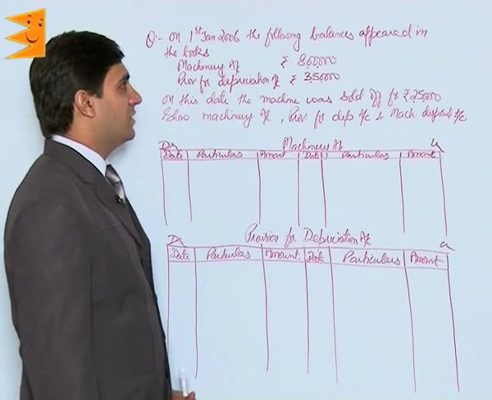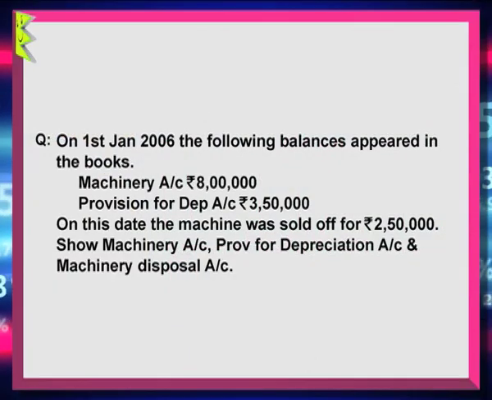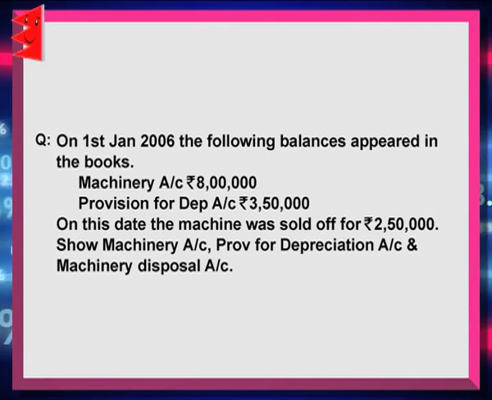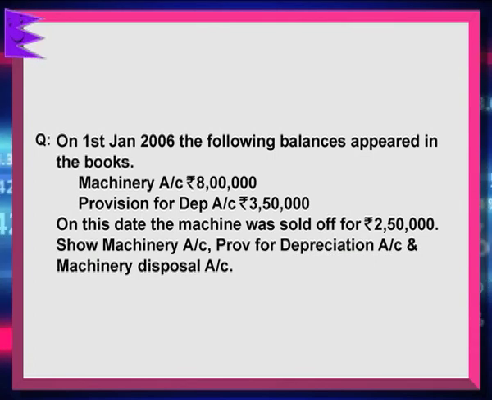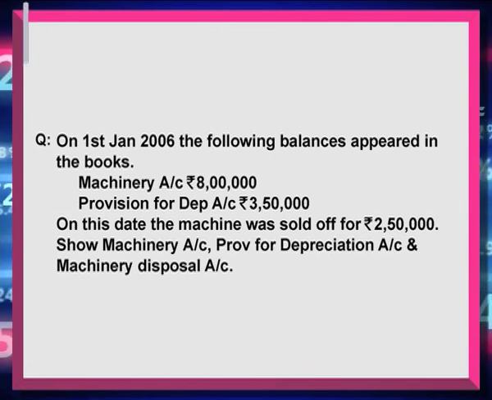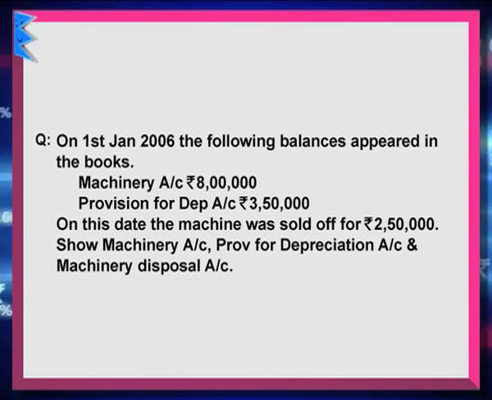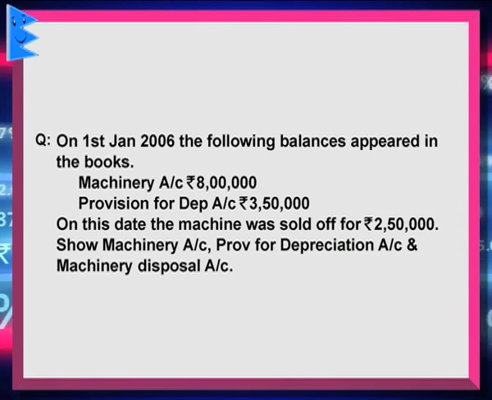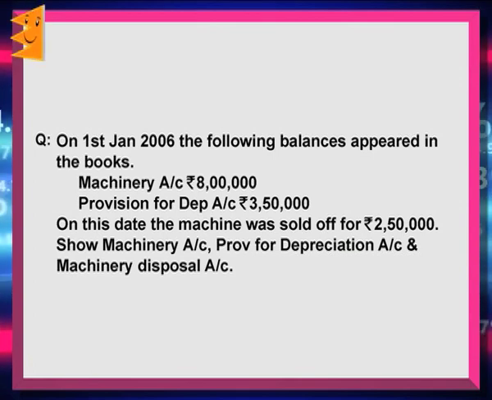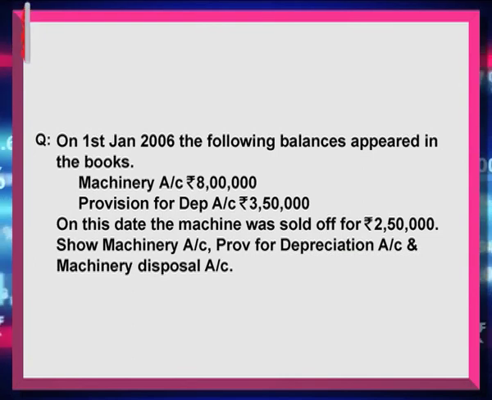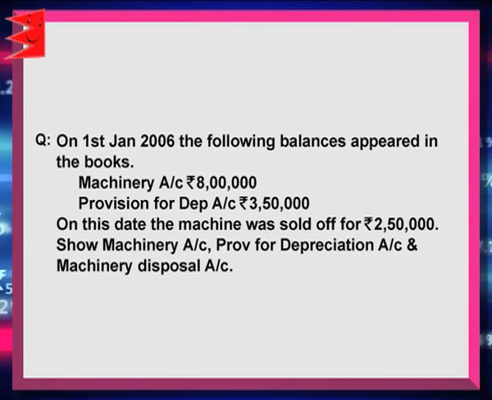On 1st January 2006, the following balances appeared in the books. Machinery account appeared at rupees 8 lakh and provision for depreciation account 3 lakh 50,000. Now these are opening balances. On this date, the machine was sold off for rupees 2 lakh 50,000. That means this particular machine was sold off on the first date of the year itself for rupees 2 lakh 50,000. You are required to show machinery account, provision for depreciation account and machinery disposal account.